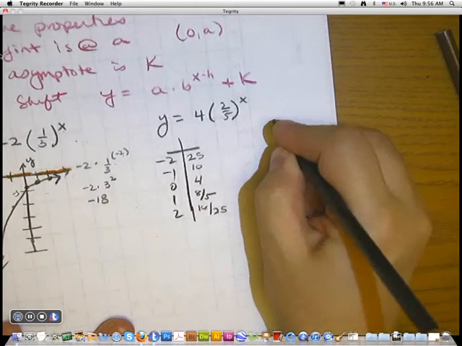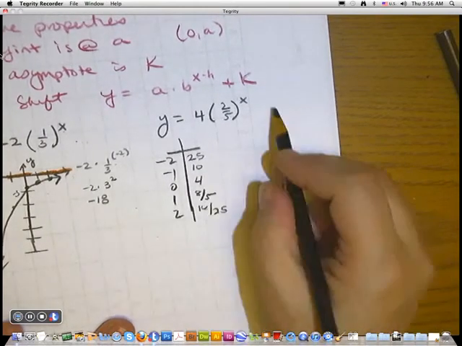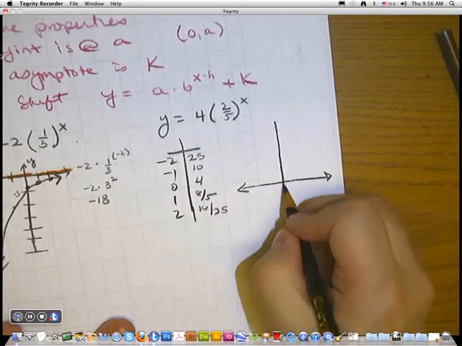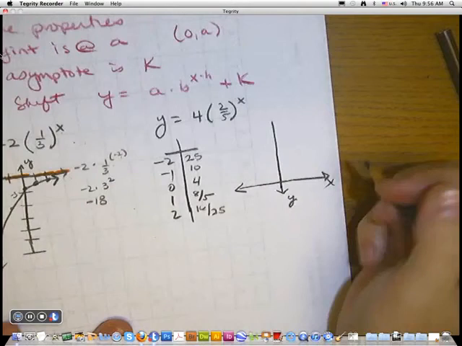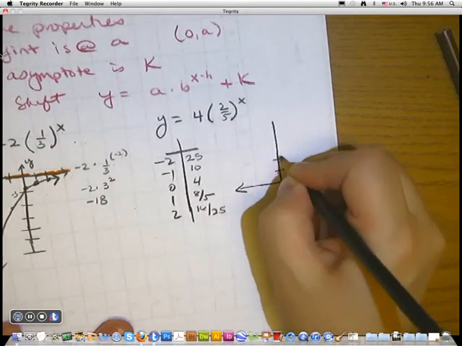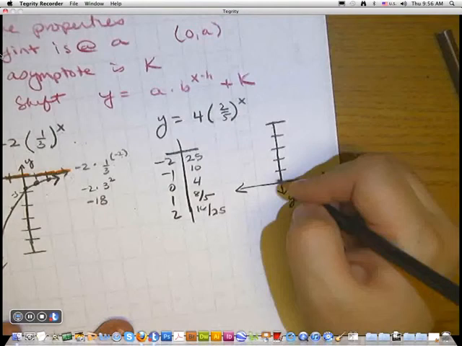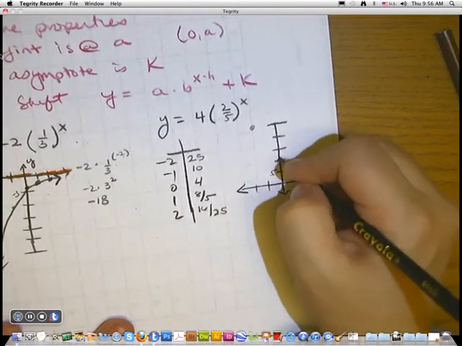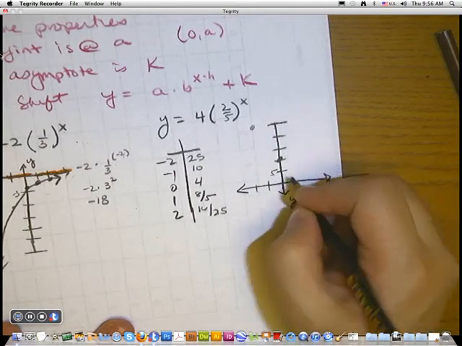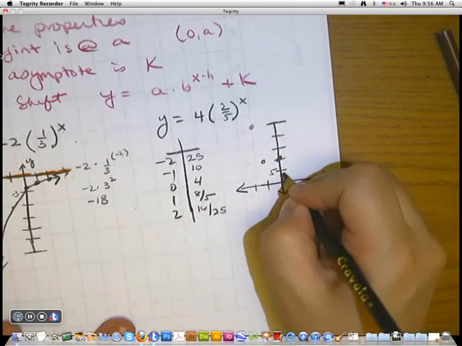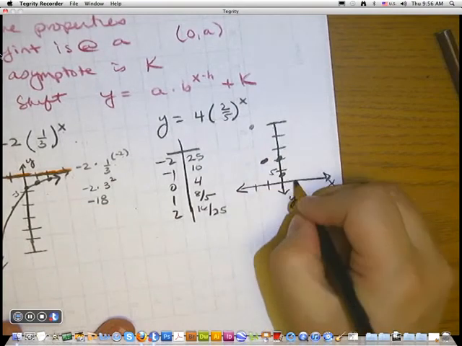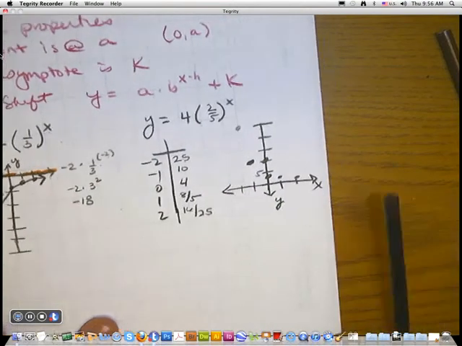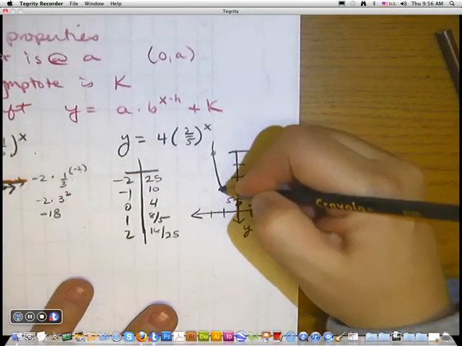When I go to make my picture, I'm going to have large numbers, so I'm going to have y values up there. Got my x values. I got arrows. I got labels. I'm probably going to go by 5s. And then negative 2, 25. Negative 1, 10. 0's 4. 1 is going to be 8/5, and 2 is going to be 16/25. Connect our dots.